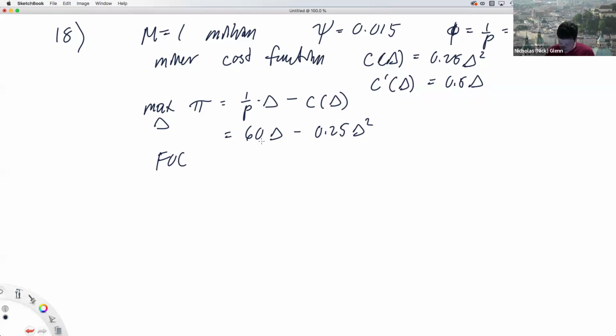All right. So we take the derivative of this first part, total revenue. That gives us 60. Minus the derivative of 0.25 delta squared, and we said that was 0.5 delta. Set this equal to 0. Then we can rearrange this. This is 60 equals 0.5 delta.